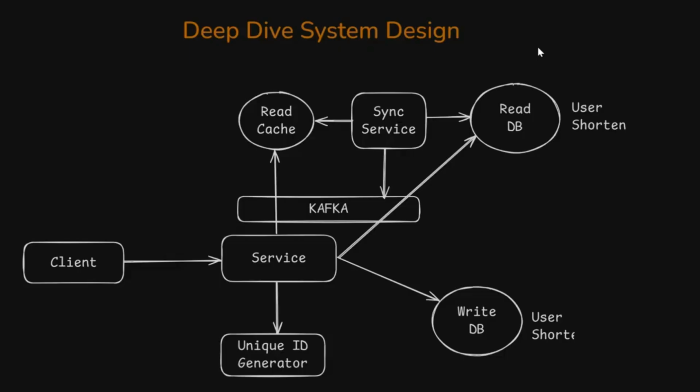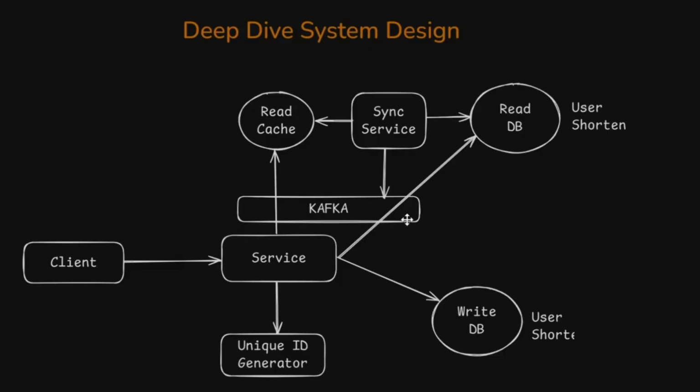I hope you are able to understand this. So let me quickly go through it. The request would come for the write. It will generate the unique ID number for that specific long URL. It will save here with the eventual consistency. It will put into the Kafka.